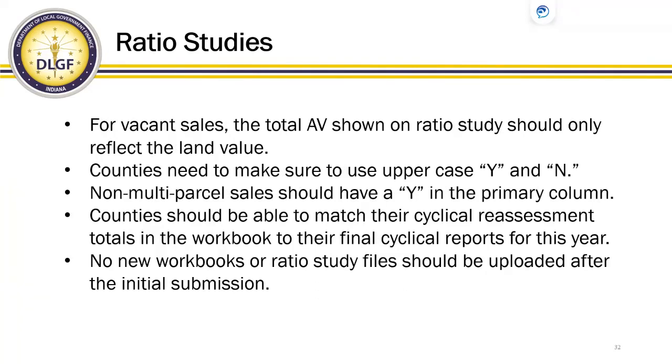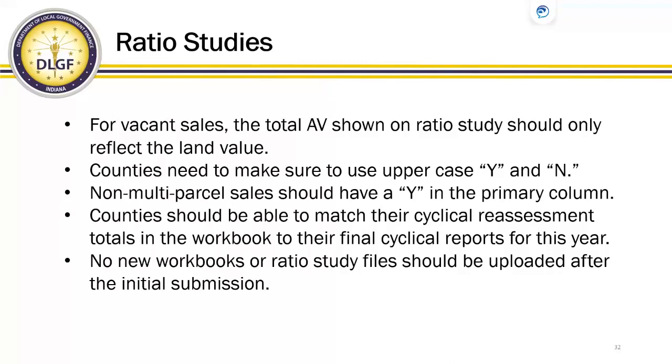Another thing that could cause a delay is for vacant sales, that the total AV should only be shown to reflect the land value. So if you had vacant commercial property, for example, we would want to just see the vacant land sales. It should not have improved values with that as well. Some of the things are case sensitive, so make sure if you have something, you use a capital uppercase Y and an uppercase N. Also, non-multi-parcel sales should have a Y in the primary column.